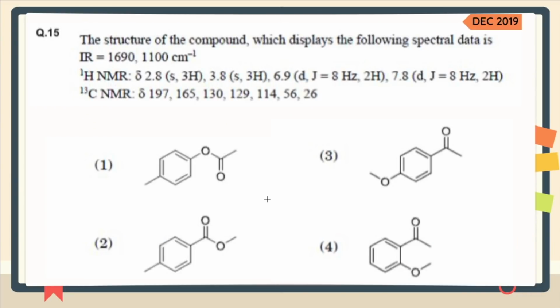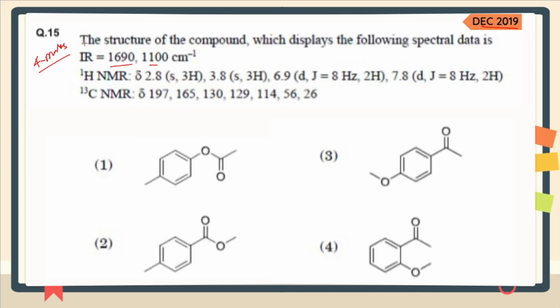Alright guys, let's talk about this particular question, which was asked in the CSIR December 2019 exam for 4 marks. The question says: the structure of the compound which displays the following spectral data is... The IR data was given as 1690 and 1100 centimeter inverse, and the proton NMR data was also given. Whenever a question gives both IR and NMR data, it's actually very beneficial for you.